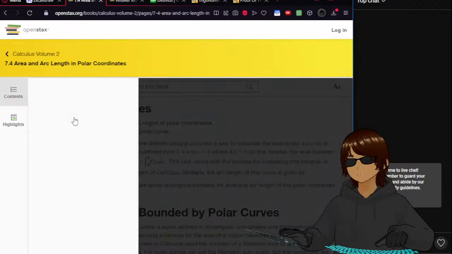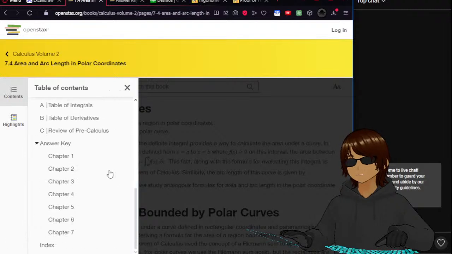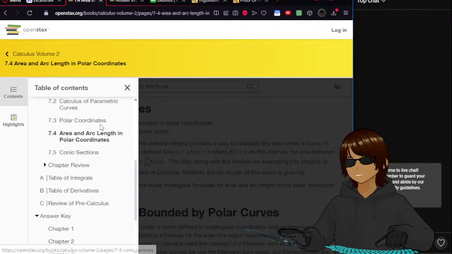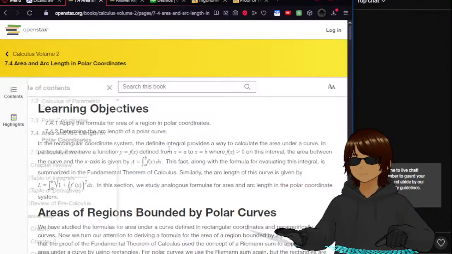Okay, how much is left? I think I will just finish these two and then go to sleep, I guess.